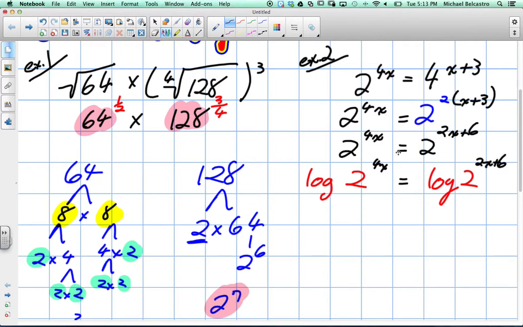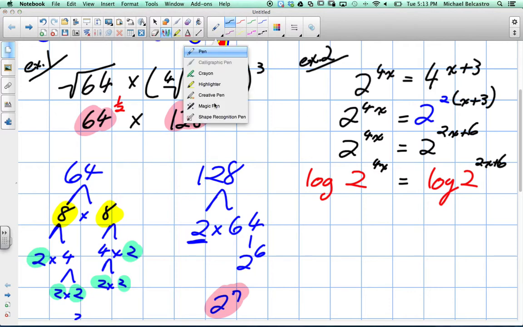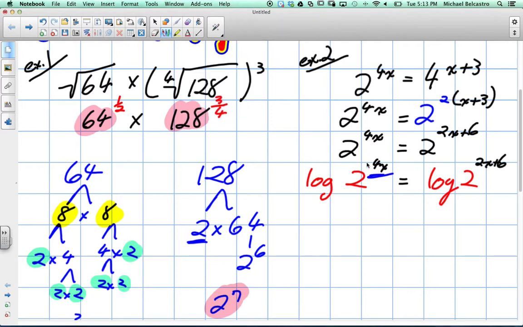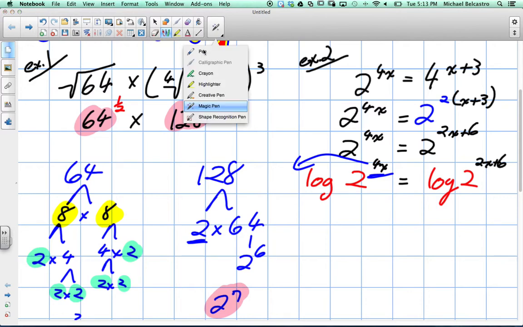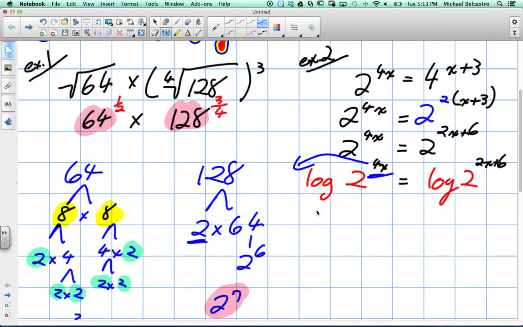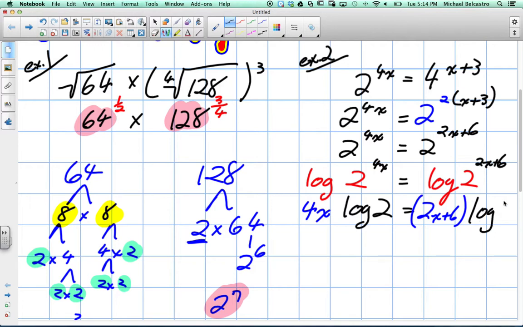Now what can we do with those exponents? With our logs, do you remember what we can do to simplify this? We can bring it as a coefficient. Yeah, exactly. It becomes the coefficient in front. So we now read 4x times log 2 is equal to 2x plus 6, and I'll put it in brackets so you know it's a coefficient, of log base 2.